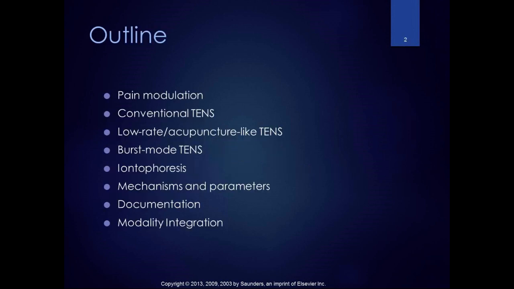So in this section of the lecture, we're going to talk about pain modulation, conventional TENS, which means transcutaneous electrical nerve stimulation, low rate or acupuncture-like TENS, and conventional TENS is sometimes called high rate TENS. Burst mode TENS, which can have a little bit of a muscle effect.